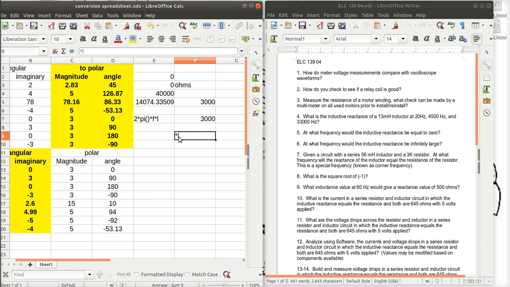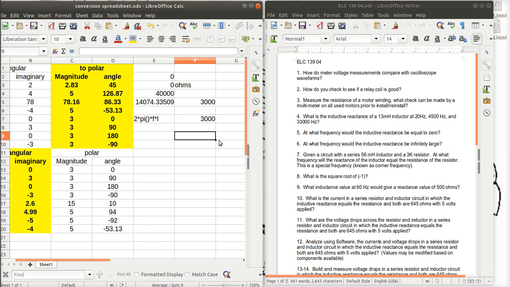What I don't know in this equation is the frequency. I'm given L, it's 0.056 or 56 millihenries. 2 and pi are constants, so to find that frequency I'm going to take the 3,000 and divide by 2 times pi times 0.056. And I can come up with a frequency directly, versus up here where I was using trial and error. Much faster.